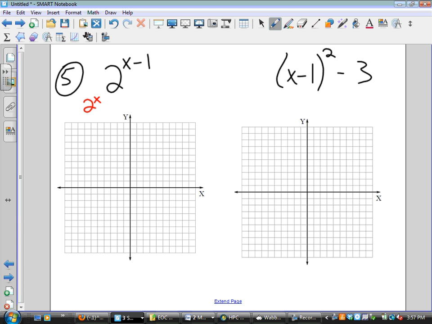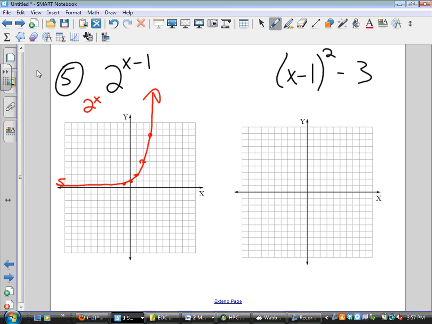Okay, so to graph this basic function 2 to the x, we can just make a table of values. If we plug in -1, so 2 to the -1 power, that would be 1/2. If we plug in 0, 2 to the 0 power, that would be 1. If we plug in 1, 2 to the first power, that would be 2. If we plug in 2, 2 to the second power, that would be 4. If we plug in 3, 2 to the third power, that would be 8. So this function is increasing exponentially, hence the fact that it's an exponential function. Okay, so that's the parent function.